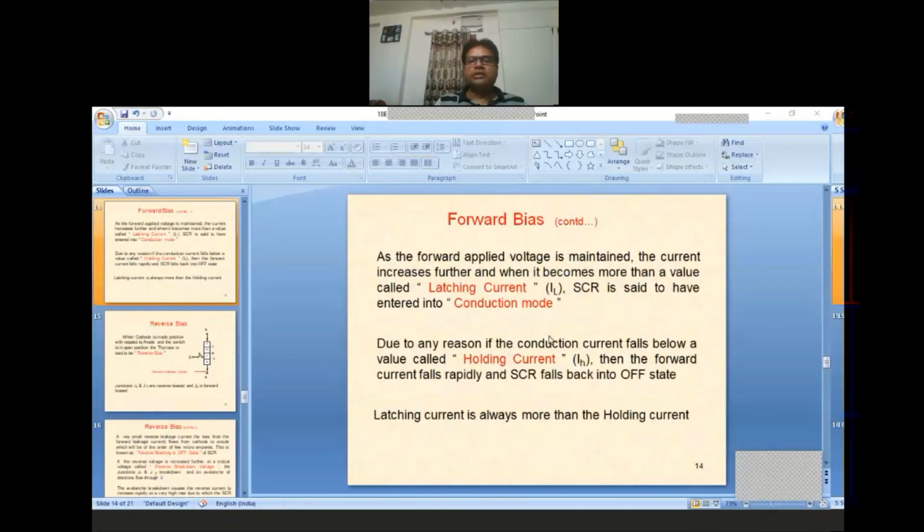In the next session, we will be continuing the topics on SCR, where we will be discussing the turn on time, turn off time, and different ratings of SCR in terms of current and voltage, that is anode current and voltage, gate current and gate voltage, and other limitations regarding the power consumption and heat dissipation.